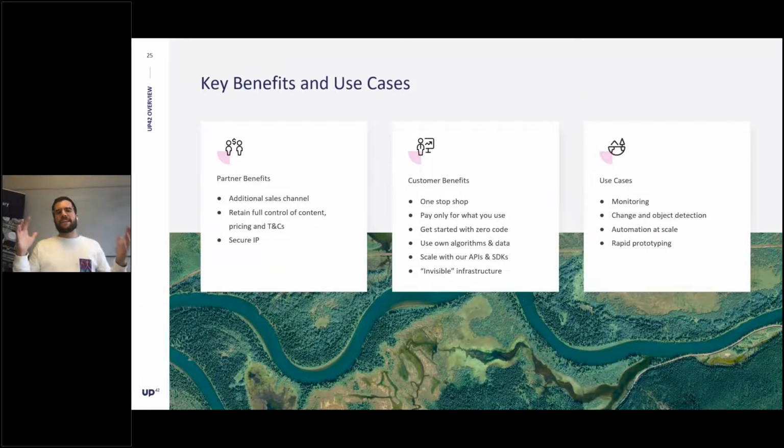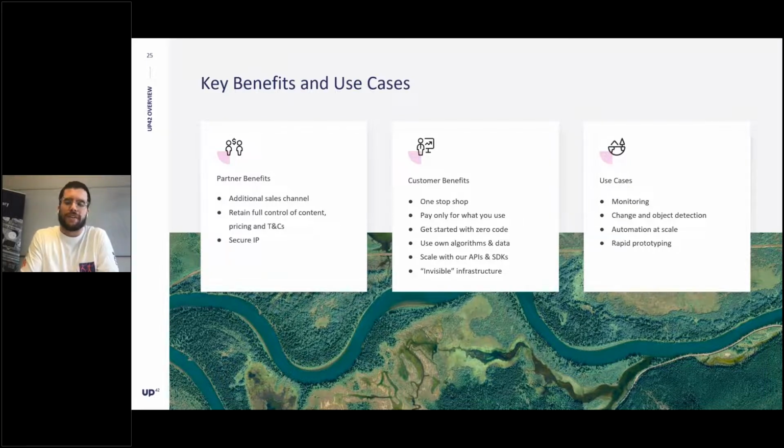Okay, so then key benefits and use cases, right? So for partners that bring data and analytics, they see in App42 an additional sales channel. They retain full control on content and on pricing and terms and conditions, and of course they have a secure IP. So anything inside of this algorithm, in these processing blocks, inside of the microservice, as Catalyst refers to it, is invisible to us, it's invisible to the customer, it's a secure IP.